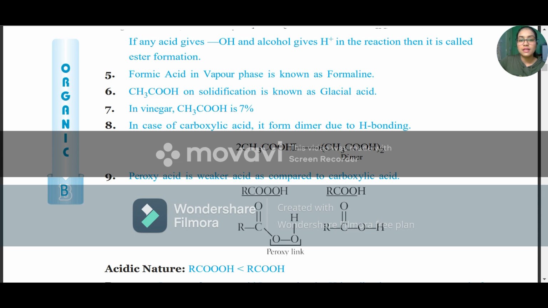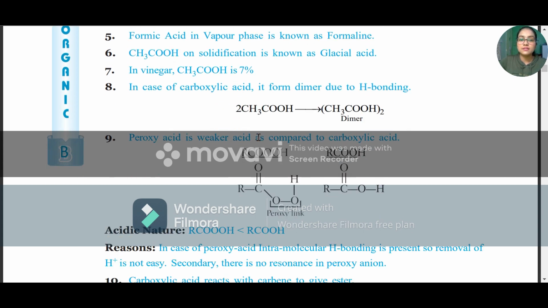Now this carboxylic acid is never present in the single form, it is always forming a dimer by hydrogen bonding. Peroxy acid is weaker as compared to carboxylic acid. Peroxy acid means it has a peroxy linkage.